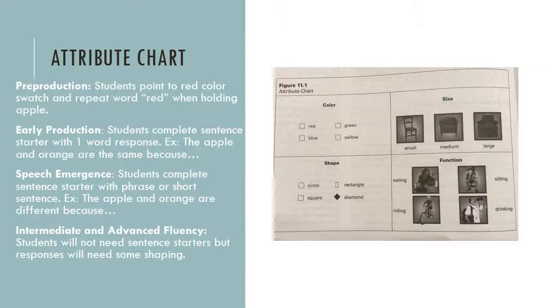Attribute charts allow pre-production students to build vocabulary, early production students to use familiar vocabulary, and speech emergence students to practice using sentences. Intermediate and advanced fluency students are able to work on improving their academic language knowledge by using words other than same and different as they compare items.